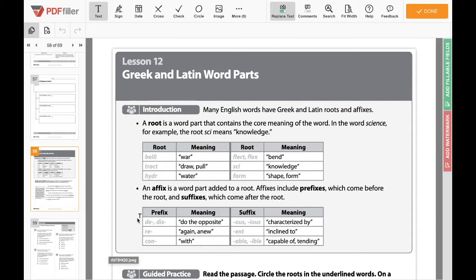So the next prefix is re, which means again or anew. So if you renew a movie, or renew like your Netflix subscription, that means you're getting it again the next month. Con is the next prefix, which means with. Now there's also the suffixes, which again, the suffixes are what comes at the end of the word. So one of them would be OUS or IOUS, which means characterized by. Ent means inclined to.